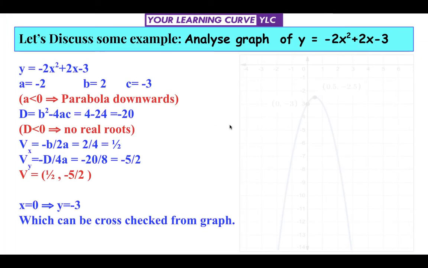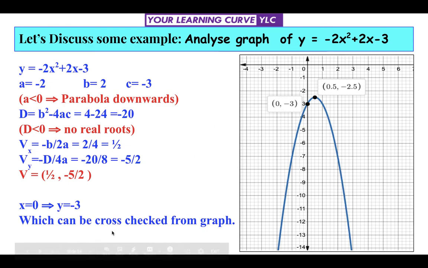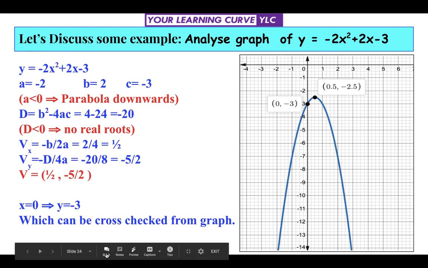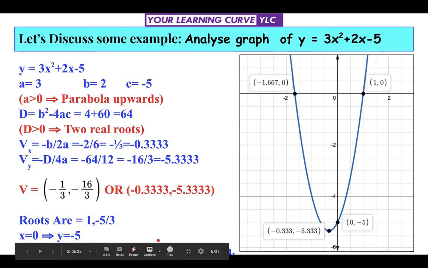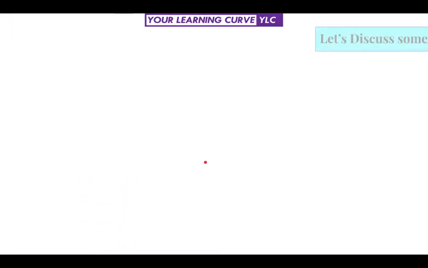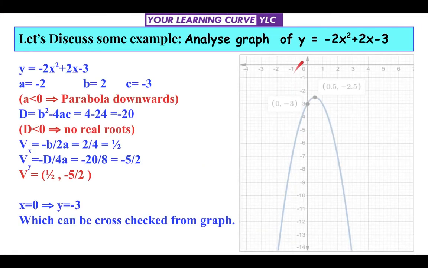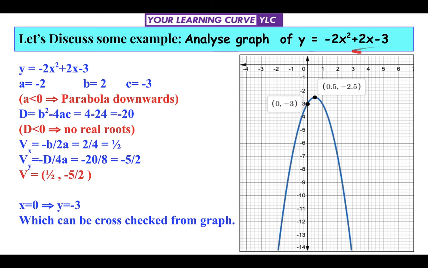Let's discuss one more example. Y is equal to minus 2x square plus 2x minus 3. A is minus 2, B is 2 and C is minus 3. So since A is negative, the parabola opens downwards.